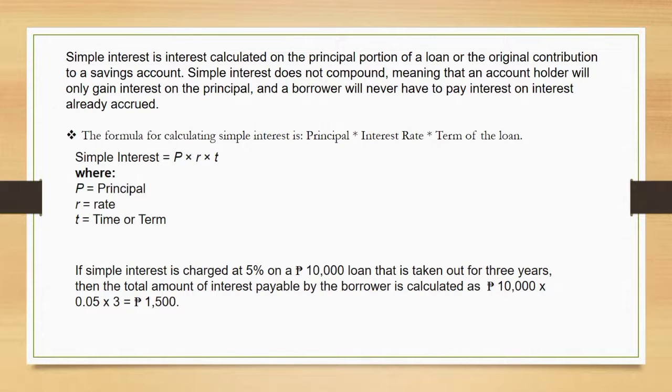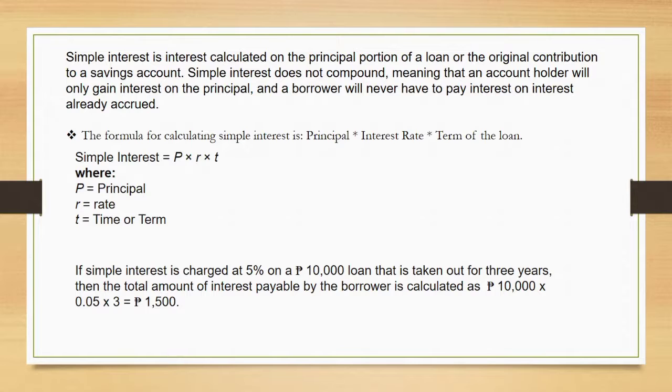Simple interest is interest calculated on the principal portion of a loan or the original contribution to a savings account. Simple interest does not compound, meaning that an account holder will only gain interest on the principal and a borrower will never have to pay interest on interest already accrued. So, the formula for calculating simple interest is principal times interest rate times term of the loan. Or simple interest is equal to P times R times T, wherein P is equal to principal, R is equal to rate, and T is equal to time or term.